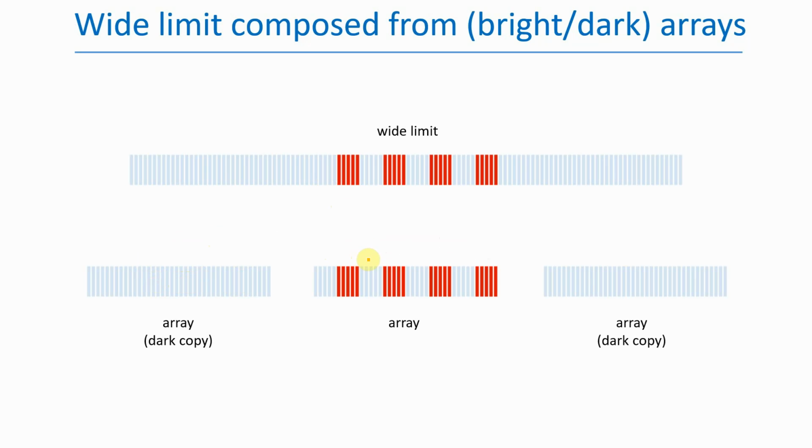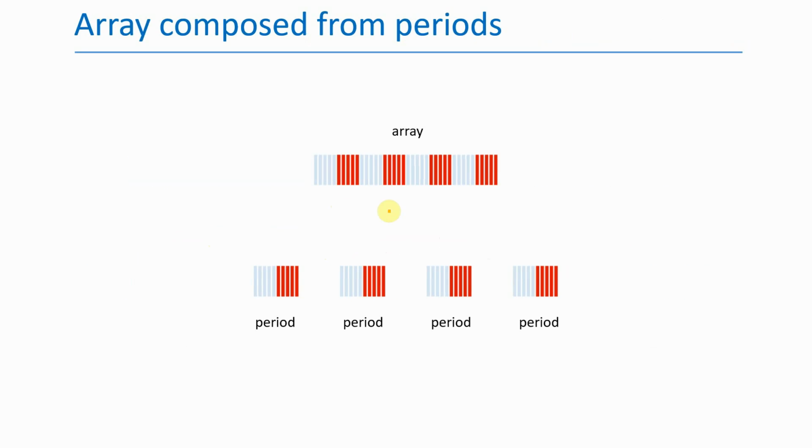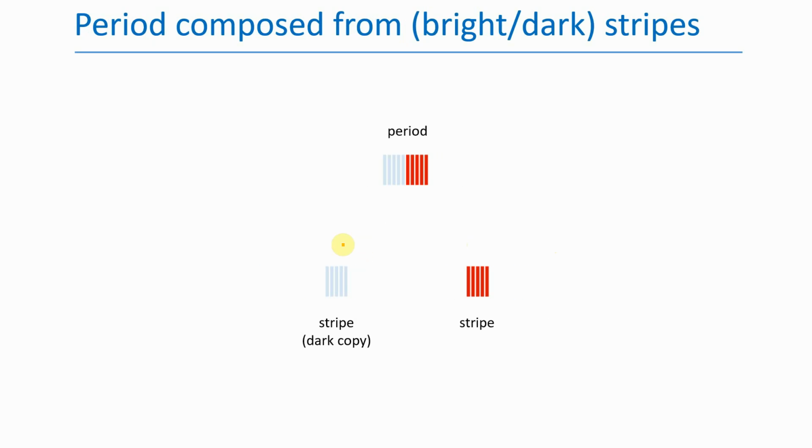But in the next step, we zoom in and look at the components of the array itself. Similar to the last step, the array is composed from 4 copies of the period. But the logic is a little different here because there are no dark copies. Instead, they're all normal copies. We can continue zooming in and look at the period. It's made up of 2 segments, the normal stripe and a dark copy. This is like the first step because there's only one normal component and the rest are dark copies.